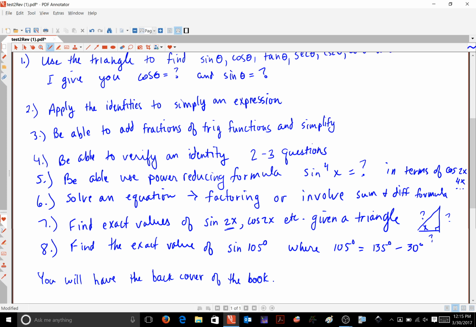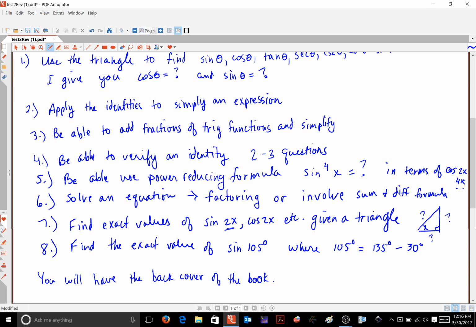No. The half angle identities are not on there, but I'm not giving you a test question over the half angle identities. So there's no half angle stuff. But make sure you know how to use the identities. You're not memorizing them, but make sure you know how to use them. Otherwise, you'll spend the entire test trying to figure out how to use the identities, and you won't have enough time to finish.